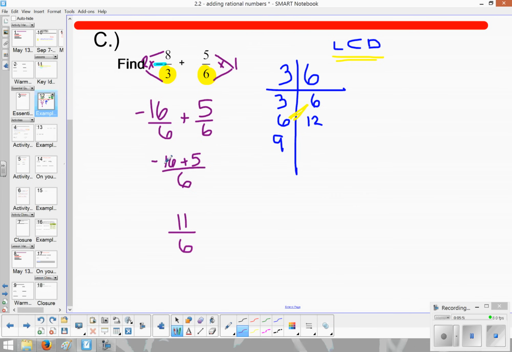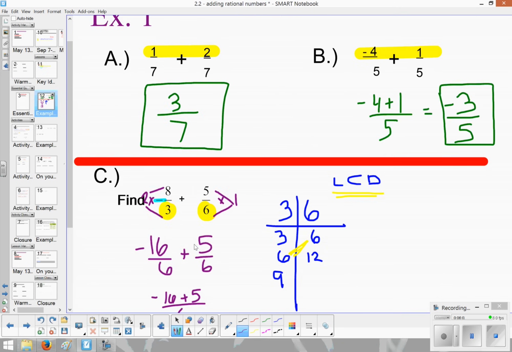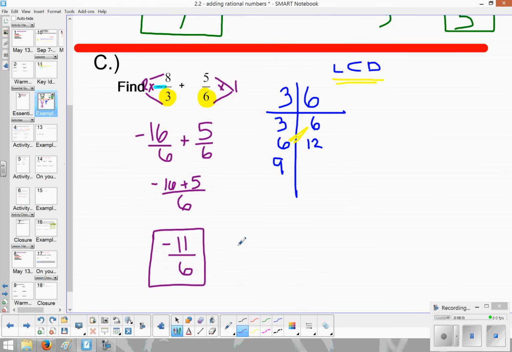I noticed that I forgot a negative here because the number 16 is bigger, so I'm going to put a negative here. Now this is the answer. Now sometimes on my test though, you need to be careful. I may ask for a mixed number. Now this is an improper fraction because the top is bigger than the bottom.